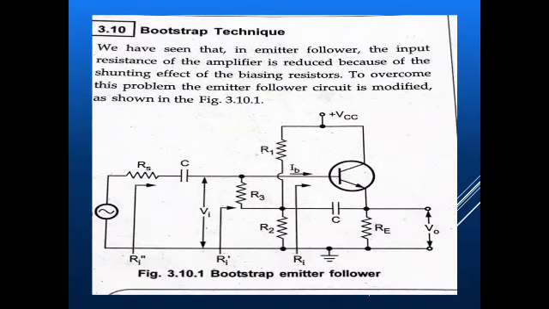In this common collector amplifier, the emitter of the first stage is connected directly to the base of the second stage. Because of that, you have high input impedance. We have seen that in the emitter follower, the input resistance of the amplifier is reduced because of the shunting effect of the biasing resistors. To overcome this problem, we go for the bootstrap technique. In this bootstrap technique, we additionally add a resistor R3 that is connected between the input and the divider circuit.